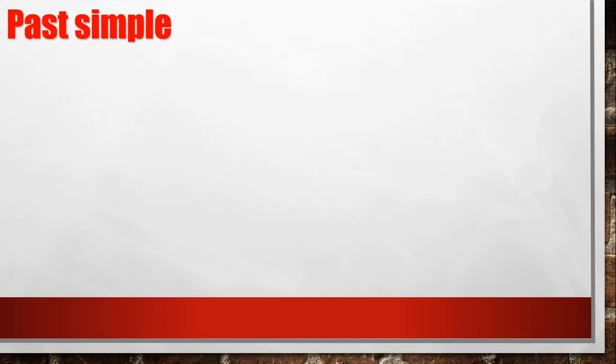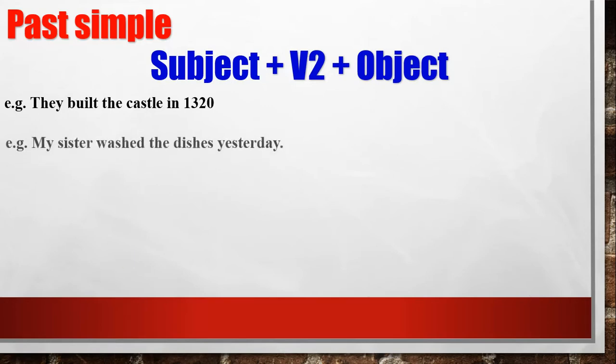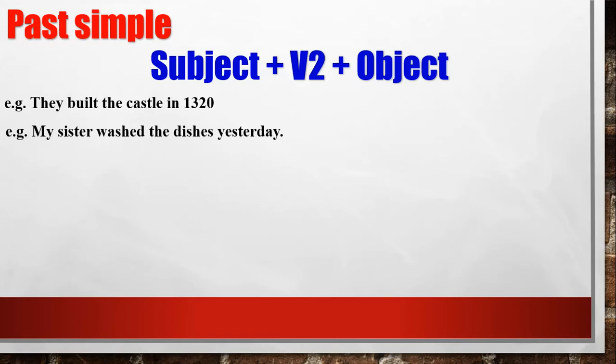How can we change a sentence in the past simple to the passive? Okay, how can we make a sentence in the past simple? Let's remember. We start the sentence by using the subject, then we use the past form of the verb, then we use an object. For example, they built the castle in 1320. Another one, my sister washed the dishes yesterday. How can we change these two sentences to the passive in the past?